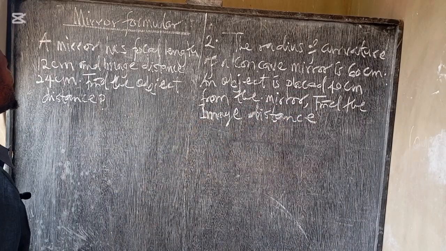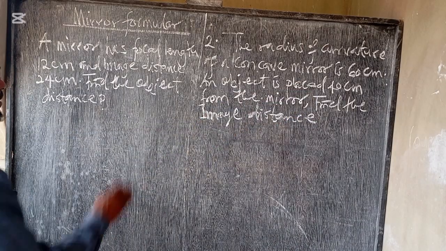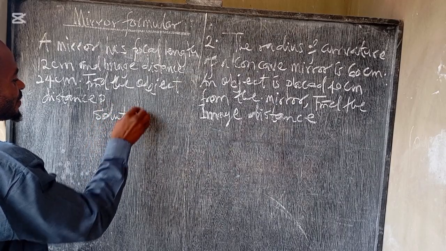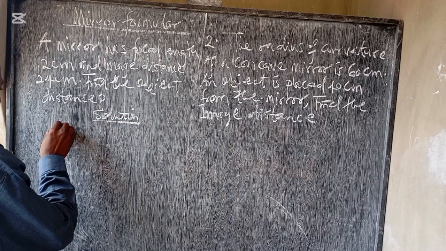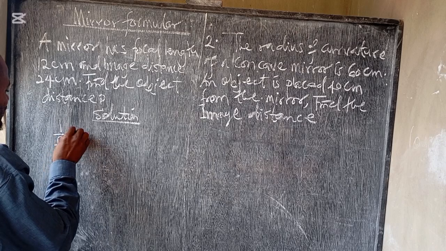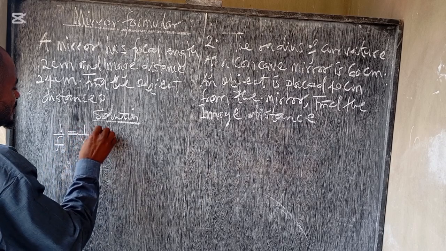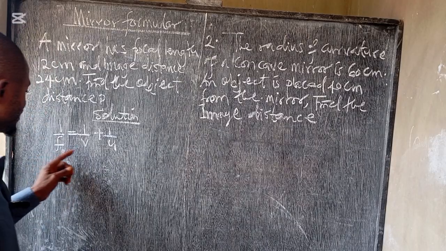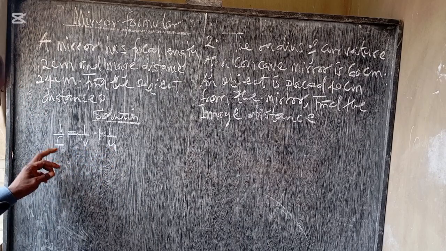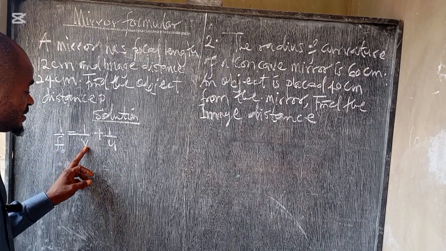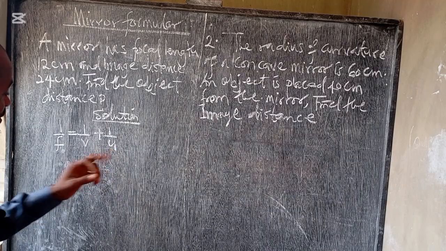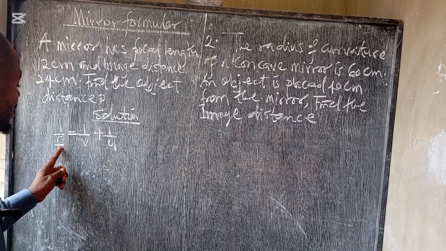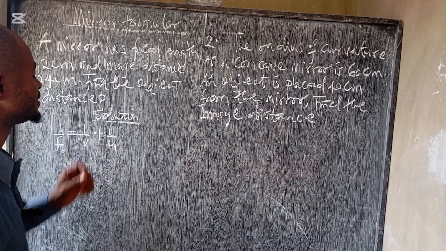Any questions now? A mirror has a focal length. I want to know the mirror formula. The mirror formula is 1 over f equals 1 over v plus 1 over u, where f is focal length, v is image distance, and u is object distance.